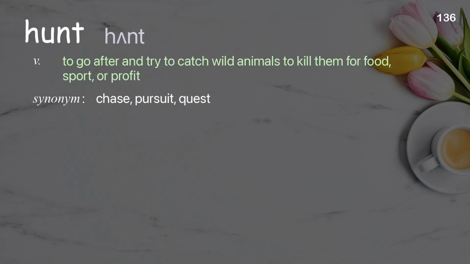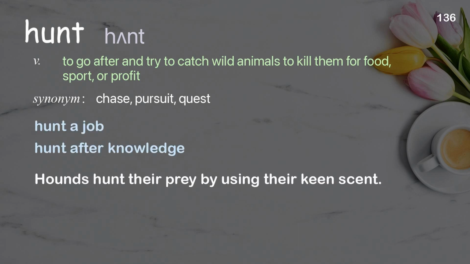Hunt: to go after and try to catch wild animals to kill them for food, sport, or profit. Examples: hunt a job, hunt after knowledge. Hounds hunt their prey by using their keen scent.